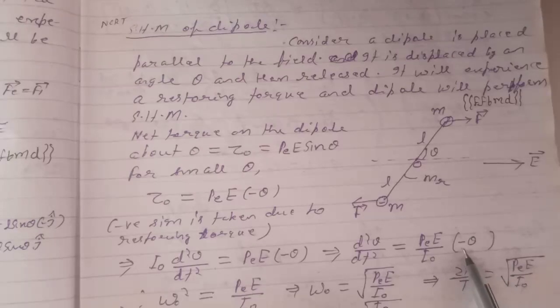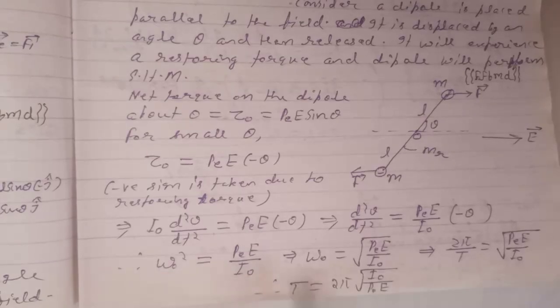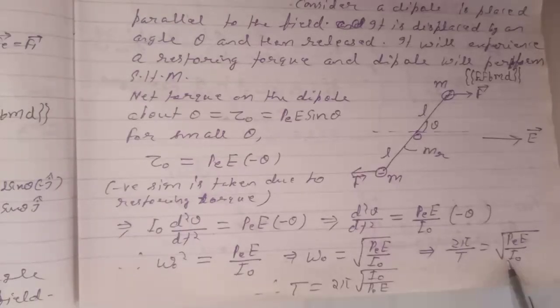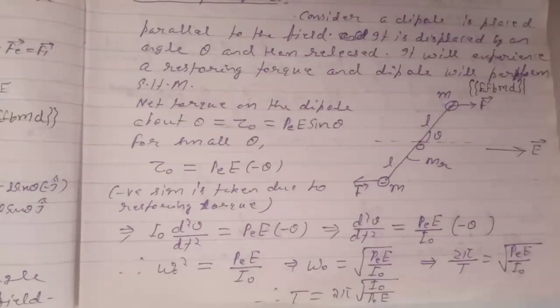So here we see that omega0 square will be equal to PE by I0, and omega0 equals under root PE by I0. This implies 2 pi by T equals under root PE by I0, hence T will be 2 pi under root I0 by PE. So this is the formula for the time period of oscillation.